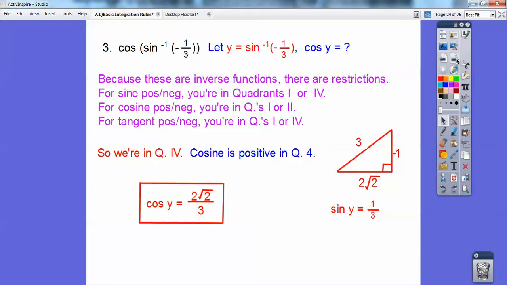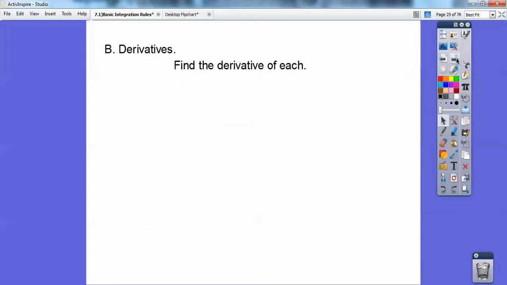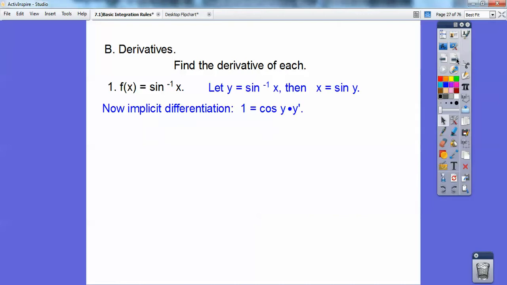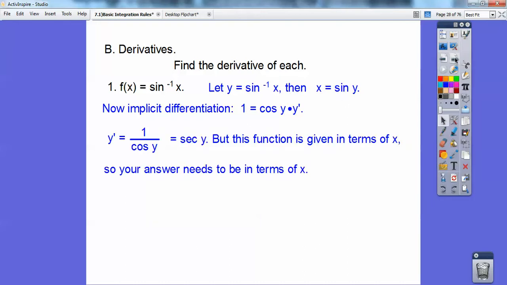Okay, and then derivatives: find the derivative of each. If f of x equals inverse sine of x, let y equal that. Then that means the sine of y equals x. Then we implicit differentiate. When I implicit differentiate, that's 1, and then this is going to be cosine of y times dy, or cosine of y times y prime. Then solve for y prime, and I get secant of y. But the function is in terms of x, so we need to get our answer in terms of x.